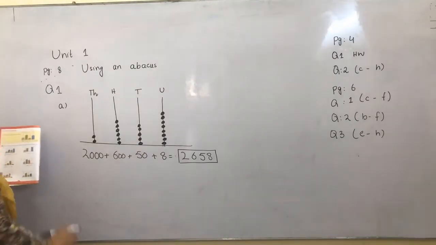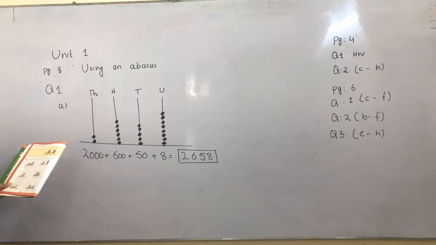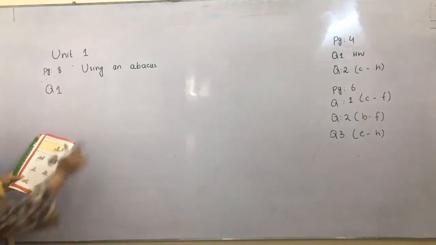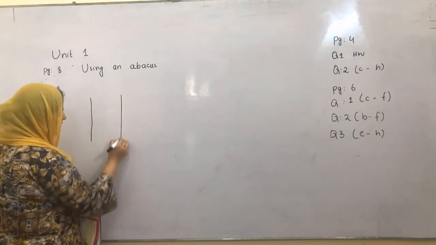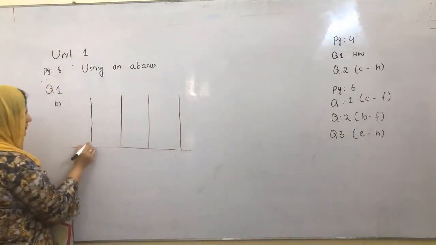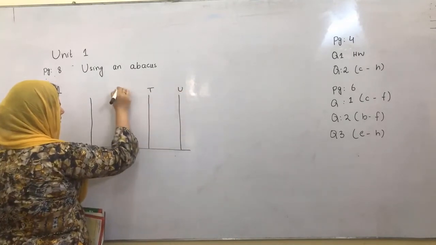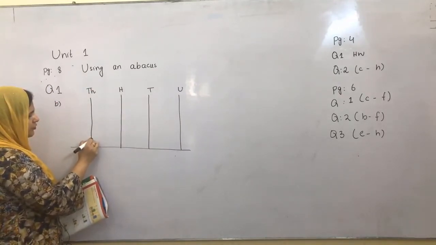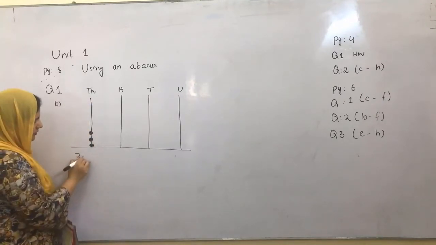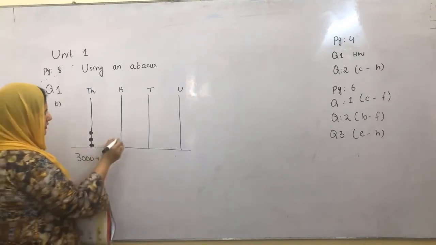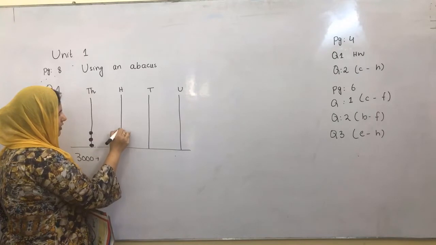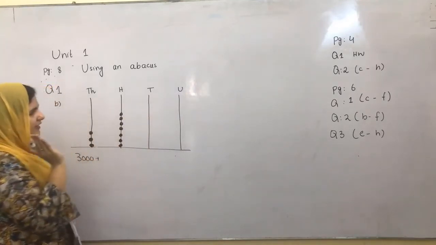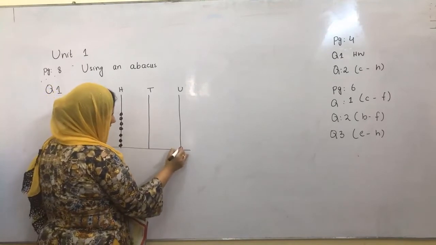Same as B part. B part is, these abacus have 4 lines. It means unit, 10, 100 and 1000. How many rings in 1000? 1, 2 and 3. How many rings in 100? 1, 2, 3, 4, 5, 6, 7. And this line has no rings, it means this is 0 and this is 9, in unit 9.